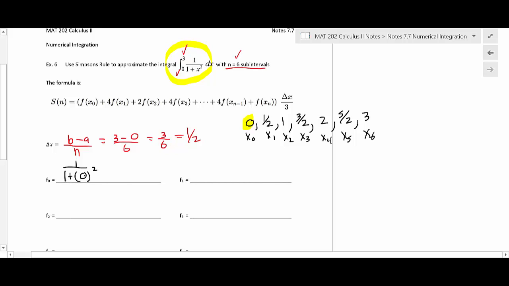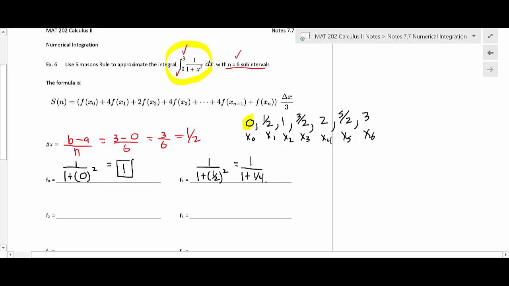First of all, it's kind of like Trapezoid Rule. You start off the same way. So that's 1 over 1, which is going to be 1. Okay, then I go to f1. What I'm going to do on this is 1 over 1 plus 1/2 squared. I'm going to do this without a calculator as much as I can. So that's 1 over 1 plus 1/4 if you square that.